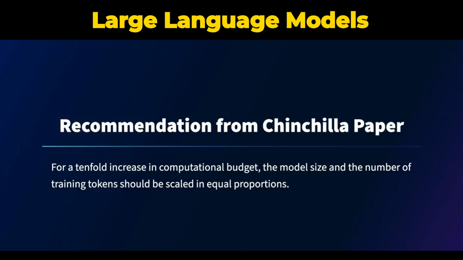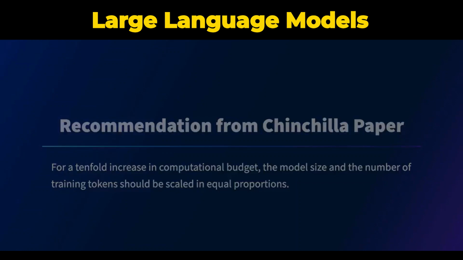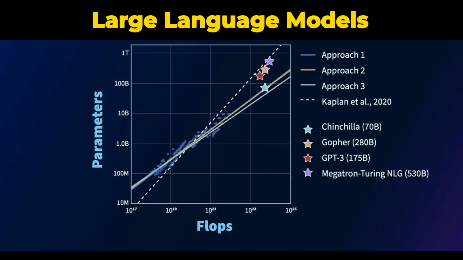But unlike the scaling laws, the size of the model did not need to grow faster than the amount of training data. So, for a tenfold increase in computational budget, the model size and the number of training tokens should be scaled in equal proportion. Let's take a look at how they demonstrated this.